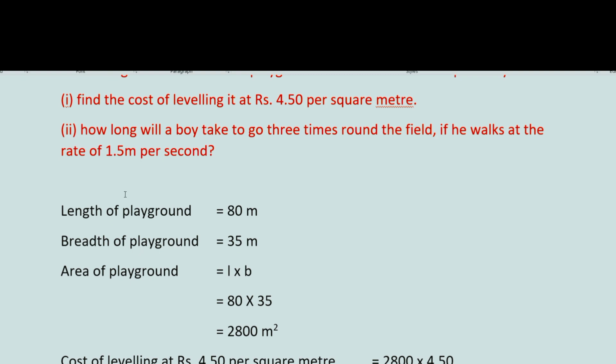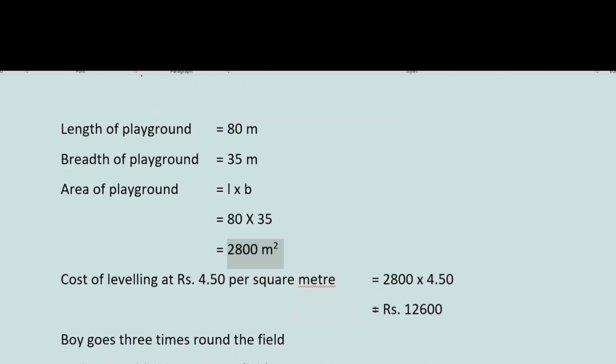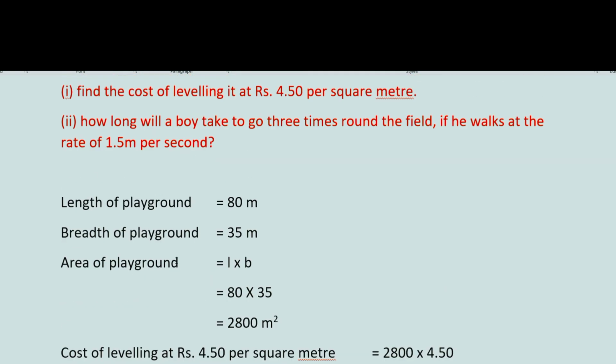What is the cost of leveling? The leveling cost is mentioned in the question at 4.50 per square meter, meaning 1 meter square leveling cost is 4.50 rupees. And here how much land you are having, 2800 meter square. So 1 square meter cost is 4.50. You have to find the cost of 2800 meter square. So just simply multiply, you are getting 12,600. That is the cost of leveling.